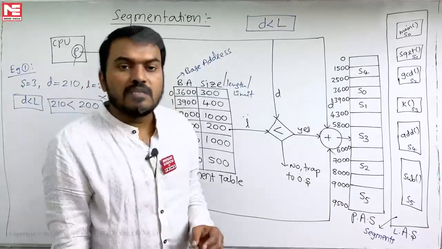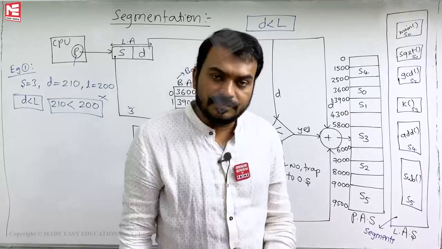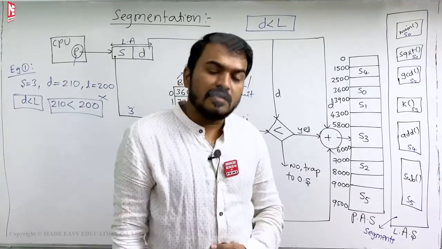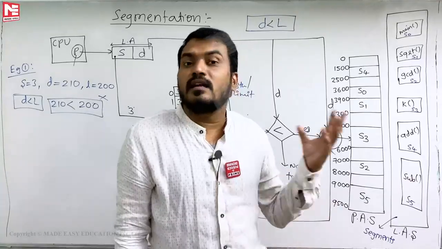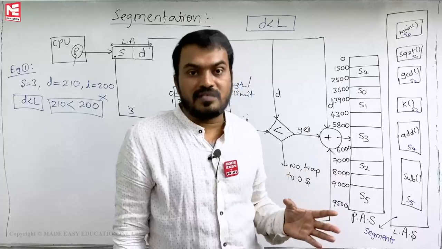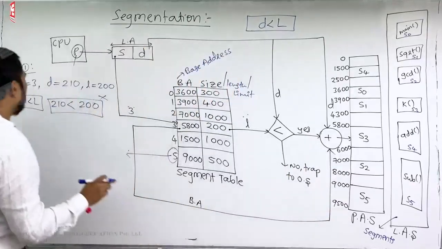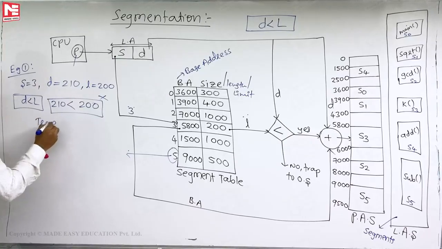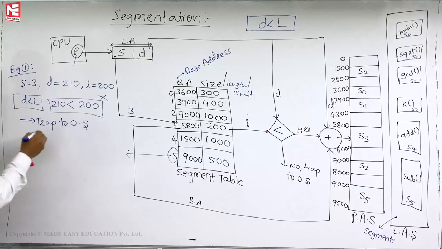It means a signal will be sent to the operating system, saying that the CPU is referring to an illegal address, outside the segment or beyond the segment. Is that clear? So 210 less than 200, if it is false, what happens here? Trap to the operating system. A trap will be generated to the operating system.